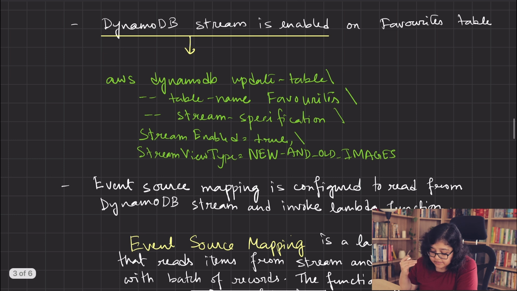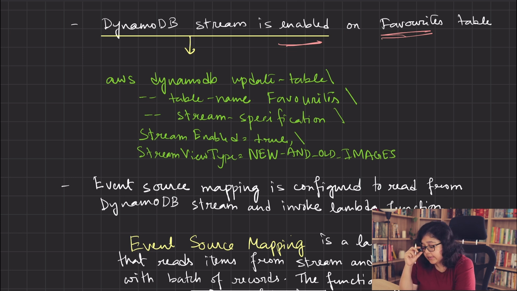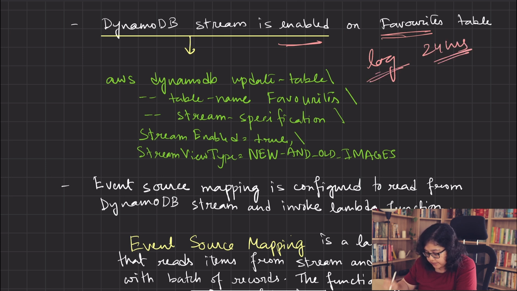So the first step that we need to do is to enable DynamoDB Stream on the favorite table. Once you enable DynamoDB Stream on any table, all the operations performed on that particular table are written to a log file, and they are stored for up to 24 hours.